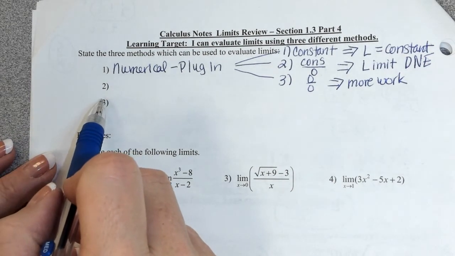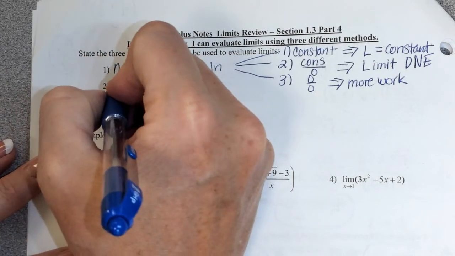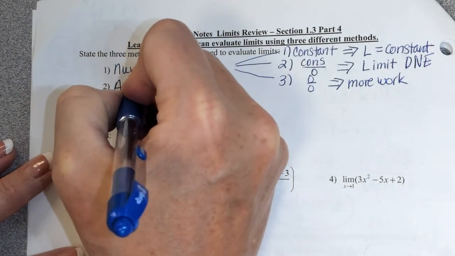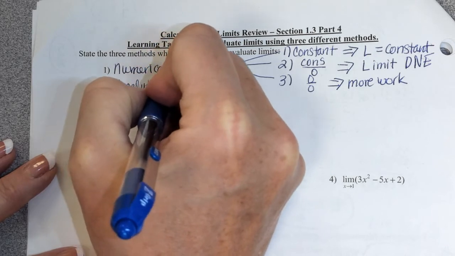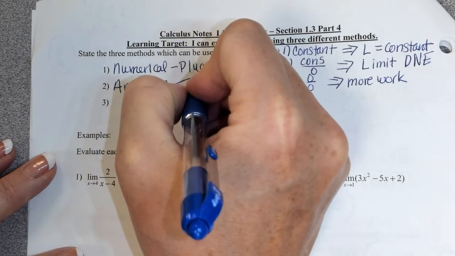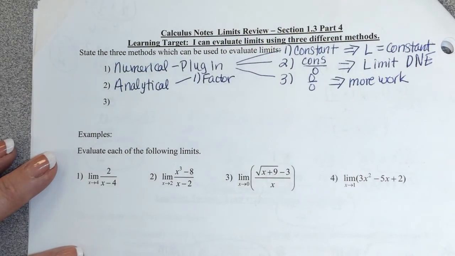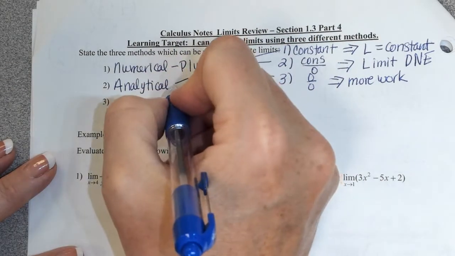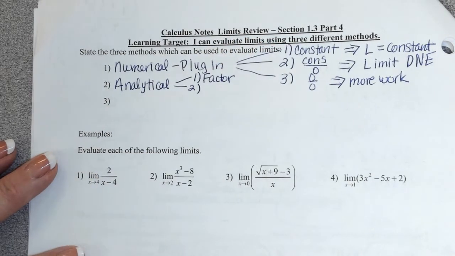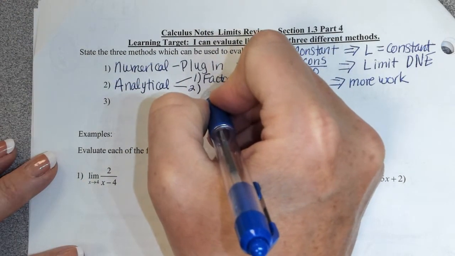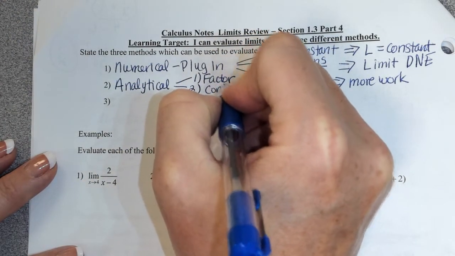What's the more work we can do? Well, there's a lot of different analytical methods we can use. Analytical just means algebra. Some of you were saying factor. Yep. We can try to factor. Another thing we might have to do. Can you think of anything else we do sometimes? Okay, simplify by using conjugates. You know how sometimes we multiply by the conjugate? So if there's radicals, we use the conjugates.